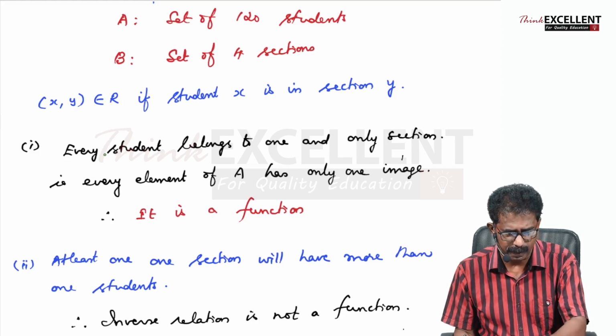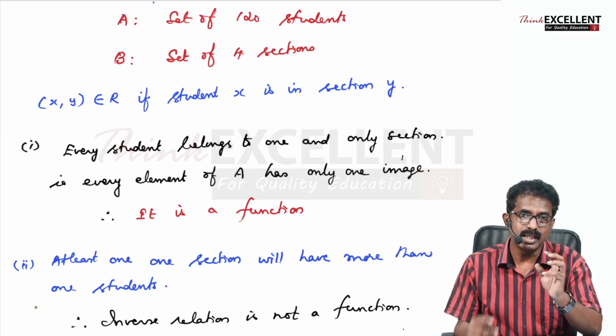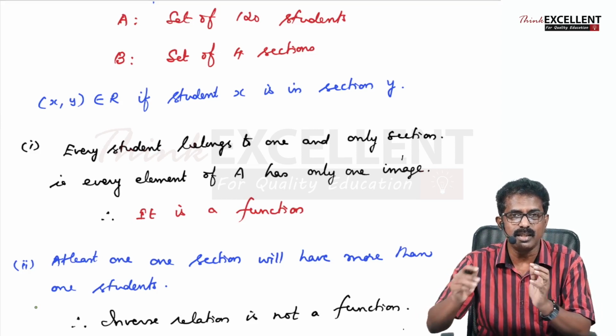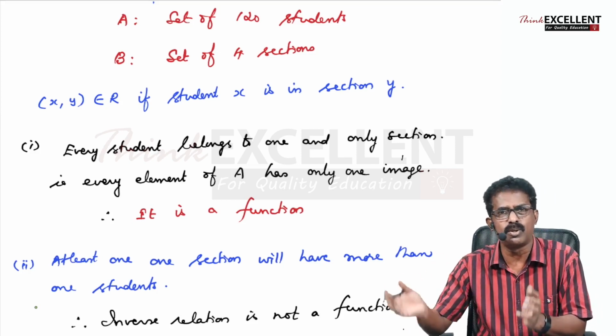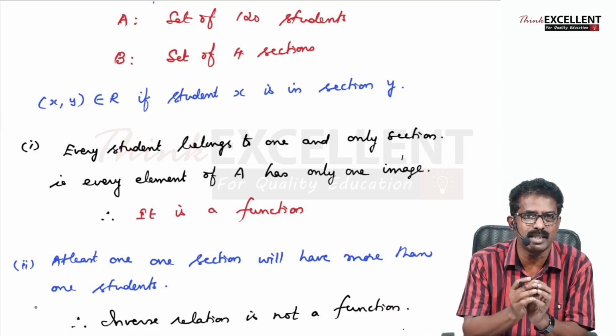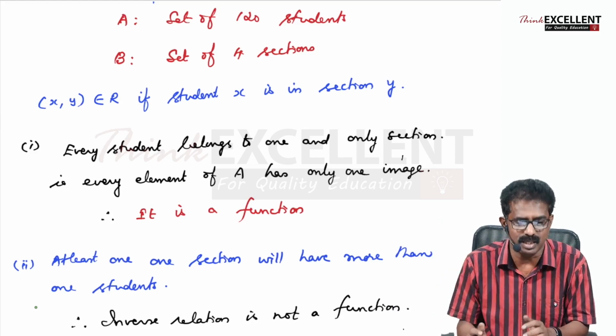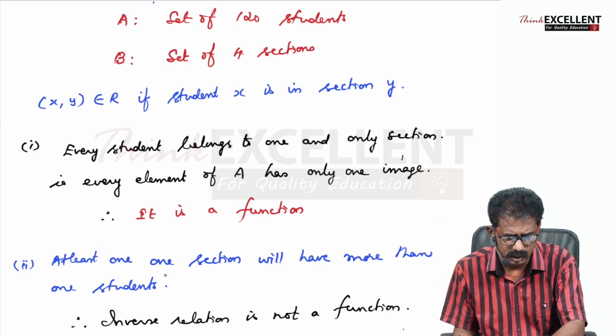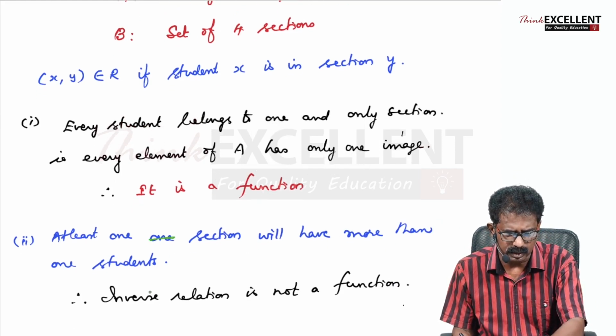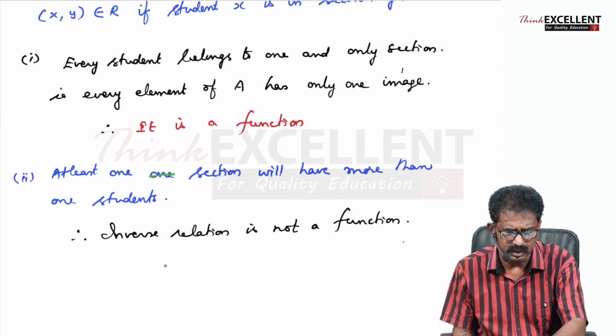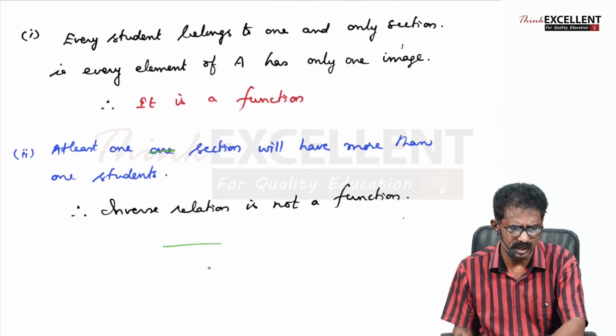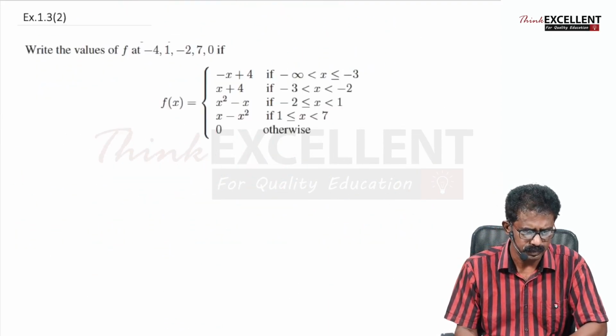But the second case, each section you allot one student, then at least for some section you have to allot more students, right? More than one. So that section has more images. So it is not a function. At least one section will have more than one student. Therefore, inverse relation is not a function. Okay, just you have to understand that's all.